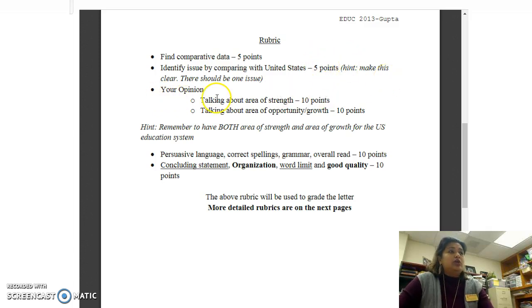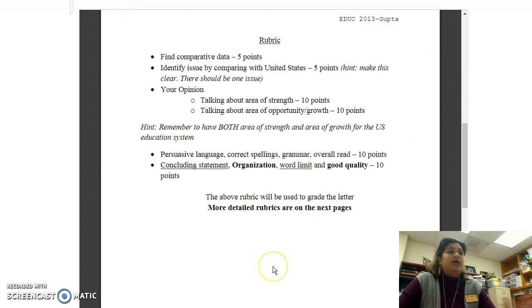5 points. Your opinion, area of strength is different and area of growth and opportunity is different. That is 10 points each. Remember to have both area of strength and area of growth for the US education system. Persuasive language, correct spelling, grammar, 10 points. Concluding statement. Remember, this is a letter to the editor. So your word limit, concluding statement, organization, again, is for 10 points.